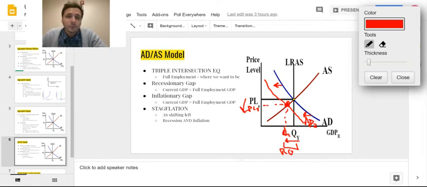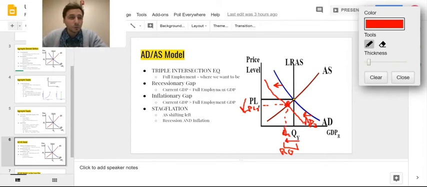So aggregate supply will do the same thing. Even though a shift left in aggregate supply results in an increase in the price level, it still results in a decrease in GDP. So my current GDP is going to be less than my potential GDP or my full employment GDP, where I want to be. Right? So we're in a recessionary gap, and we're going to want to try to correct for that in the future. Okay, so that's a recessionary gap.